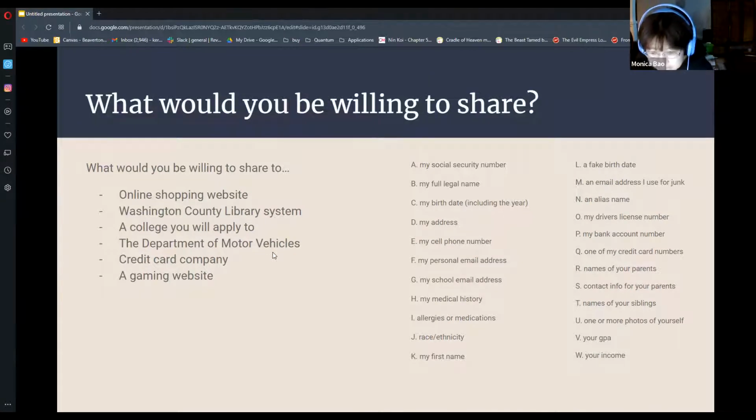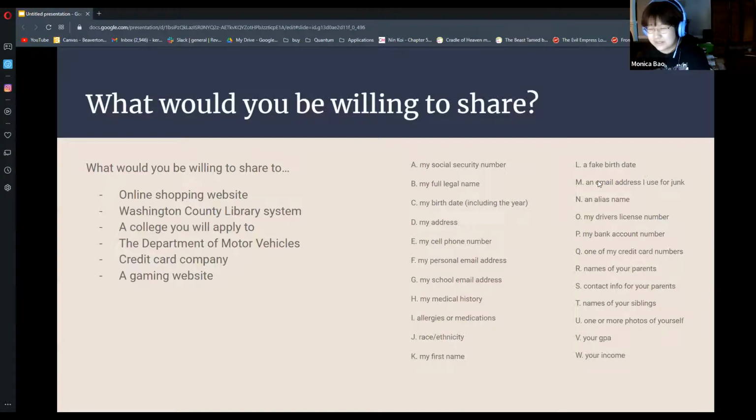So let's see Payee's answer. D, E, K, L. So your address, your phone number, your first name, and a fake birthday. Yeah, I'd say that was reasonable. And I think probably the credit card number, one of your credit card numbers just for the transaction to go through. But yeah, I think that's pretty reasonable.